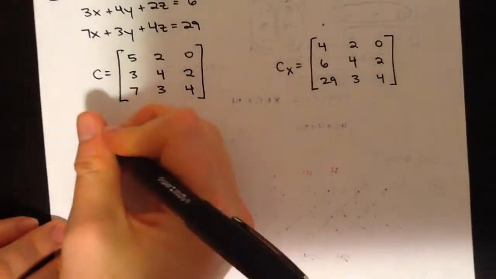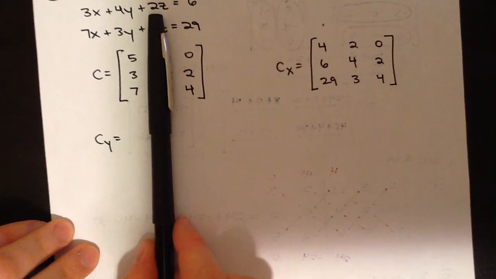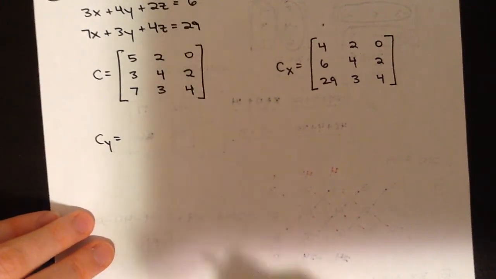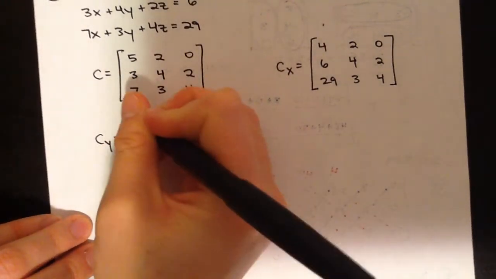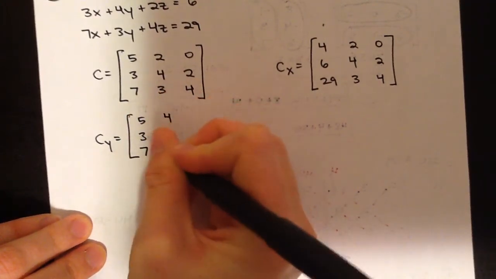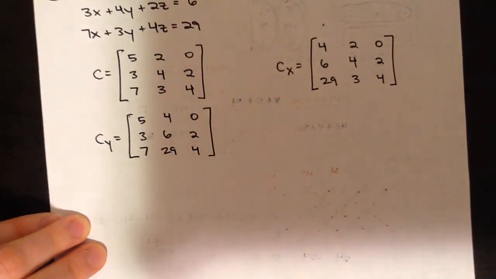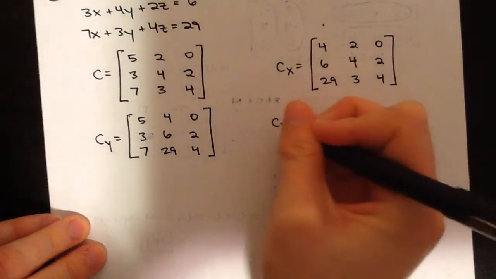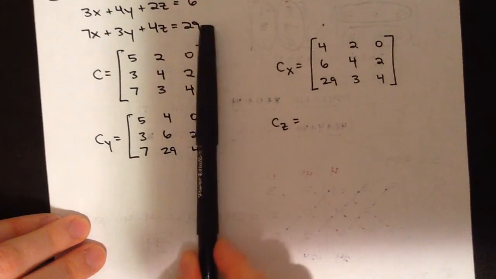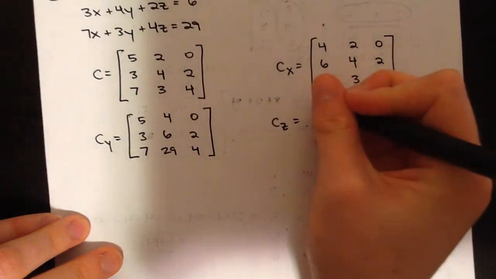Okay, next one is C sub y. With C sub y, I replace the y column with the constants, 4, 6, and 29. But everything else stays the same. Okay, and the last of the four is Cz. For Cz, I replace the z column with the constants, but everything else stays the same.